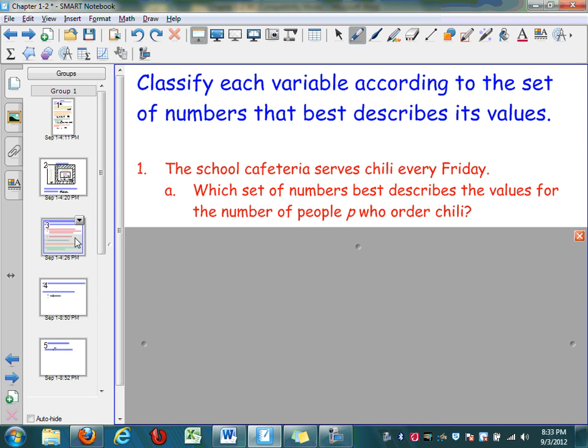An example of this is the cafeteria serves chili every Friday. So which set of numbers best describes the values for the number of people P who order chili? Now P are you people. You people are in the line waiting to get chili every Friday. So my question to you is, what type of number system represents the type of person that you are, the type of number that you are?